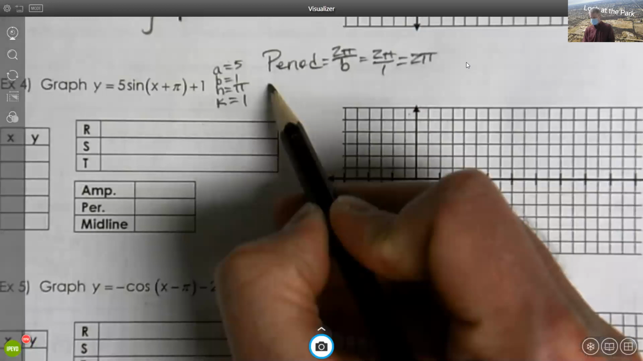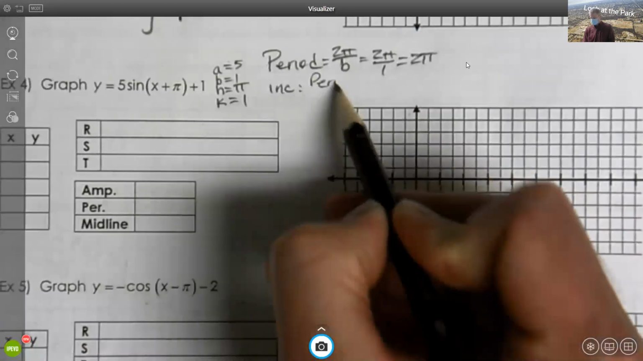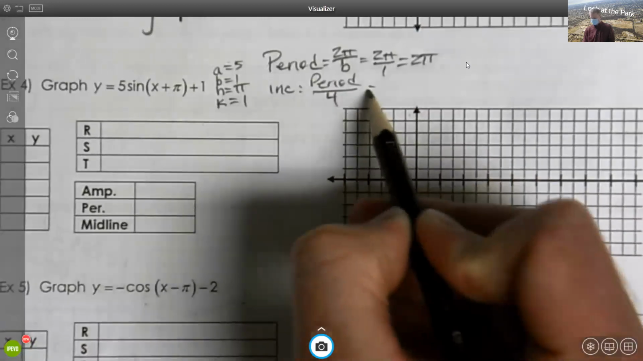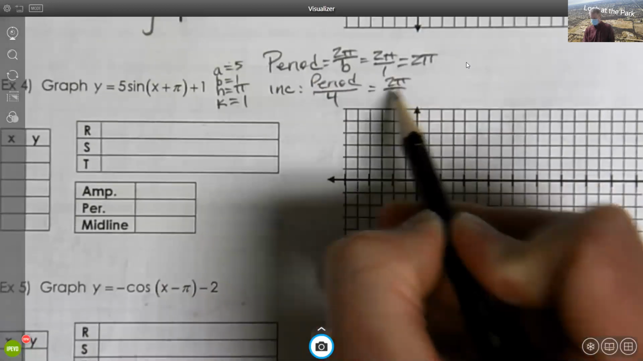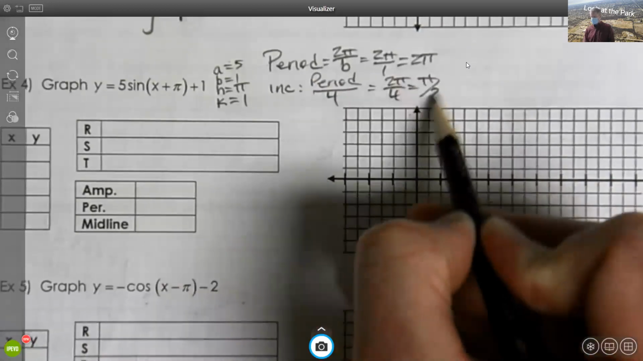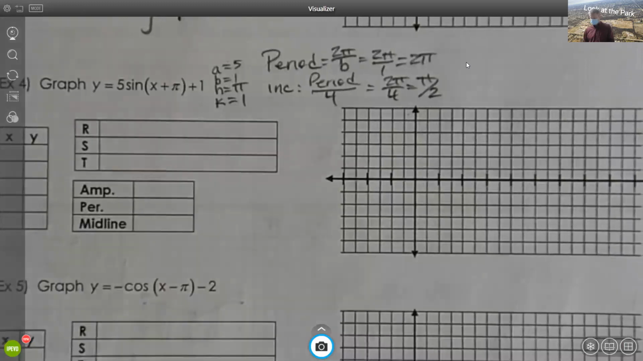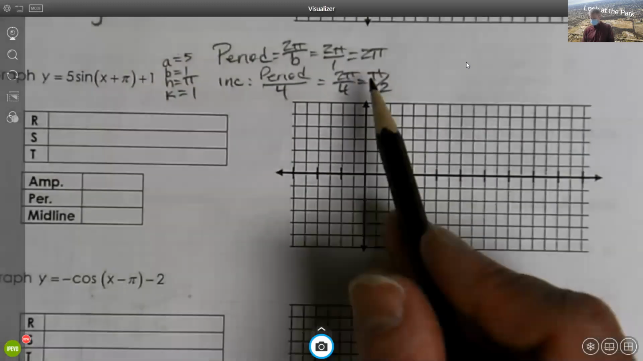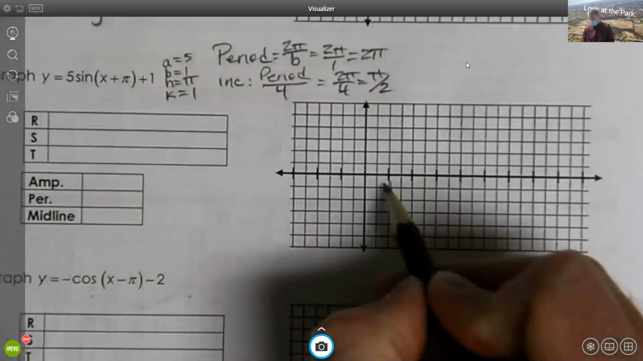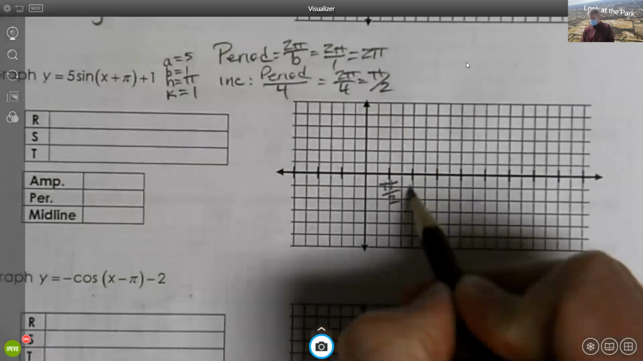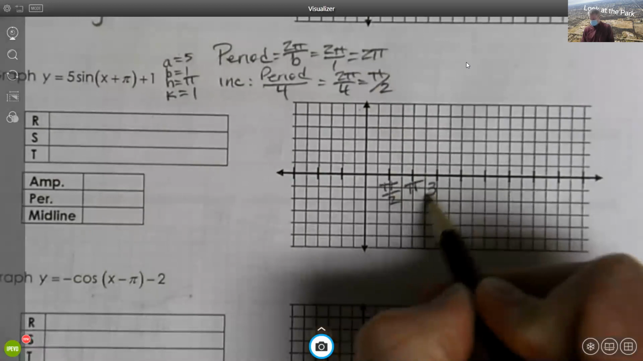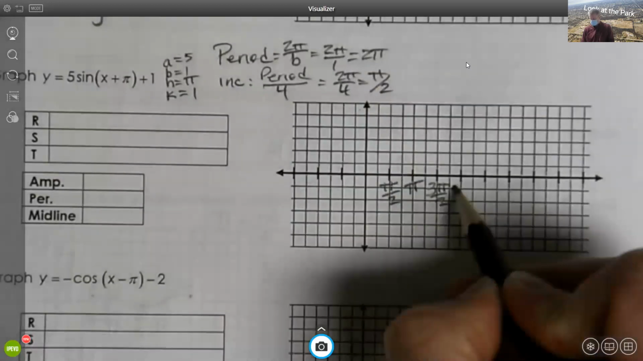The increment is the period divided by 4. So 2 pi divided by 4 is pi over 2. Well, that's not a surprise. We should be going back to our pi over 2 for each step because the period is 2 pi. So we have pi over 2 and pi, 3 pi over 2 and 2 pi.